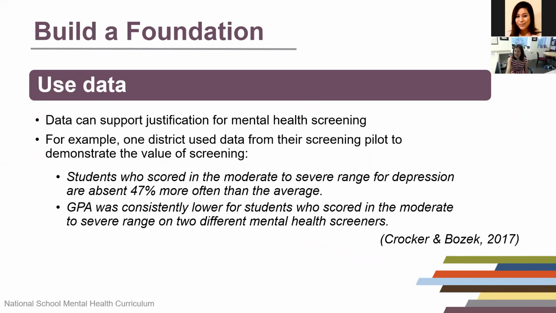Getting and gathering some initial data, or using data that already exists, is also another way to better understand what some of the potential benefits might be for screening, and what you may miss and not be able to tackle if you're not screening. So thinking about that, students who scored in the moderate to severe range for depression are absent 47% more often than average. And this is a really critical piece to understand as you're thinking about your multi-tiered system of support.